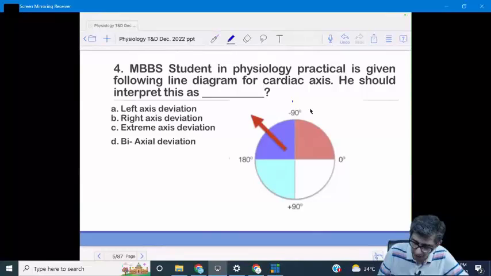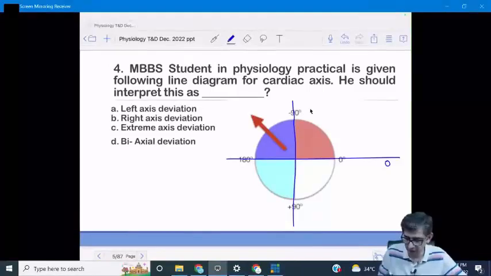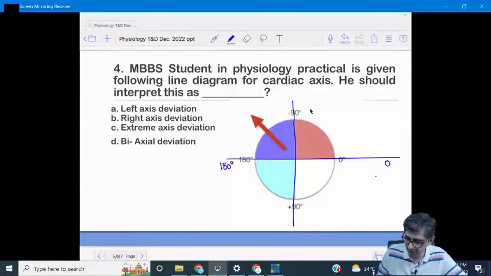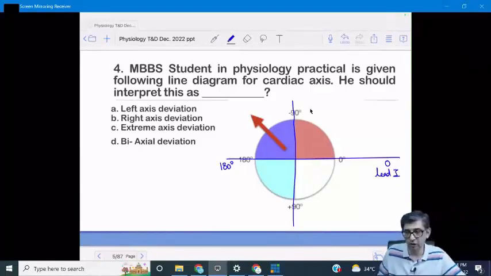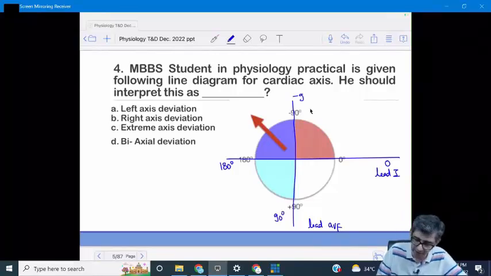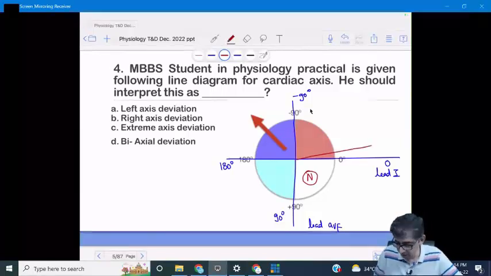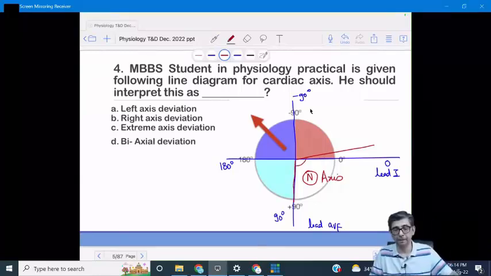So I would like you to first of all draw values like this. On the x-axis, mark it as 0 and 180, and this would be data for lead number 1. And on the y-axis, you are going to take up the data for lead AVF, and you can mark down numbers as 90 degrees and minus 90 degrees respectively. Then this particular area between a range of minus 30 to 90 degrees would be called the normal axis of the heart. But in this question, you can see that the arrow is pointing in a diametrically opposite direction.